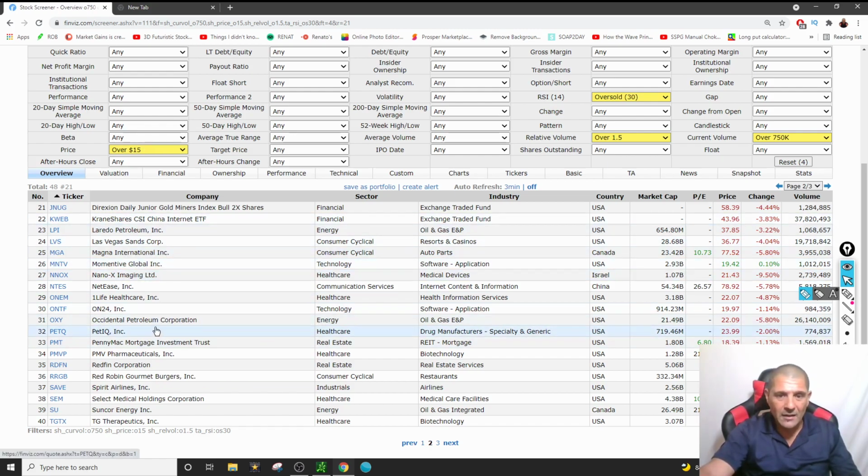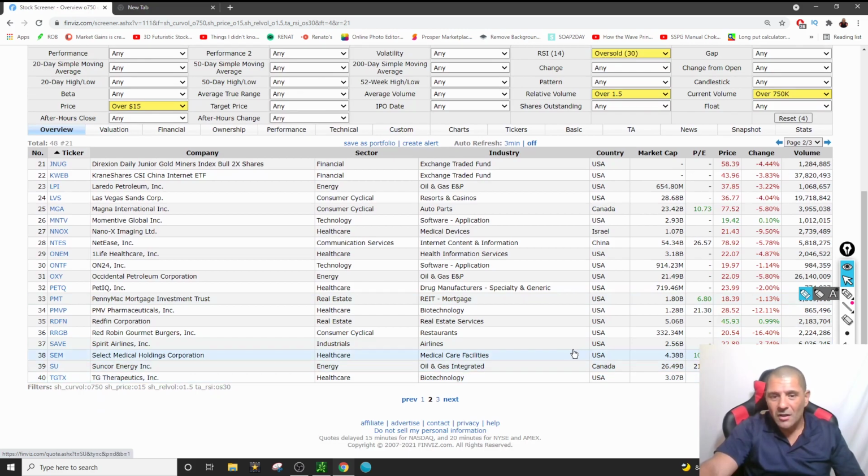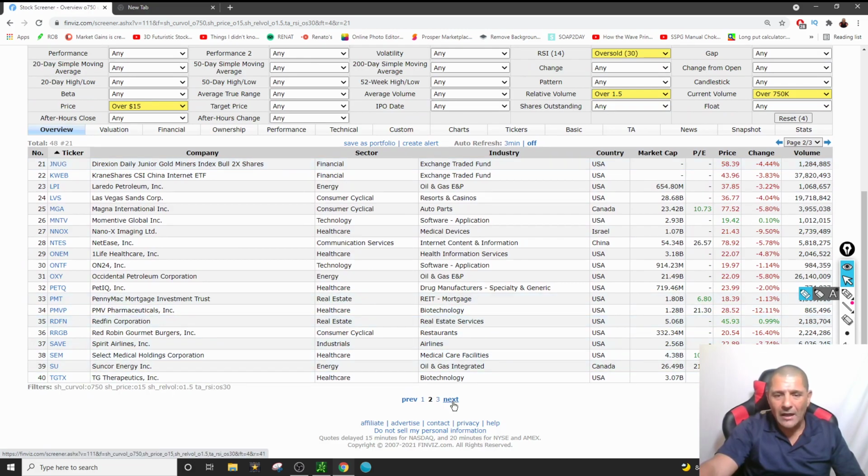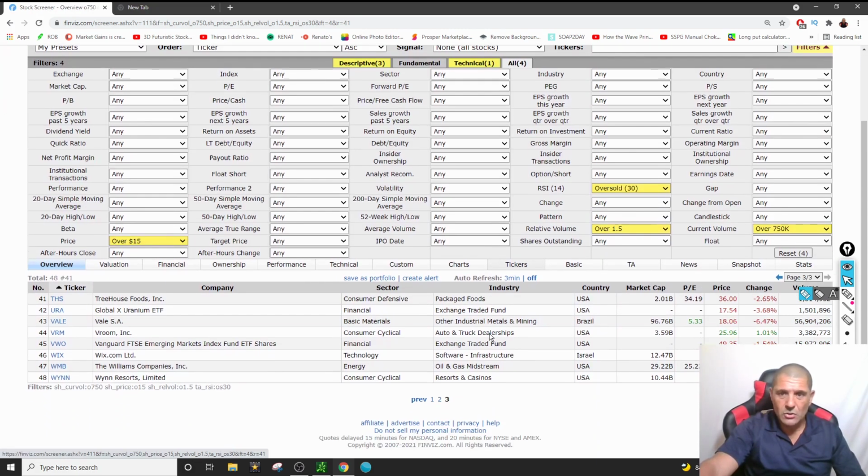healthcare companies. Now, this year, technology companies from the USA ran really fast. At the moment they're slowing down, but technology is going to advance so fast in the next few years. So at the moment, a few companies are really undervalued. Okay, so let's see. Those are the companies that you can find with a price of over $15, RSI oversold 30.